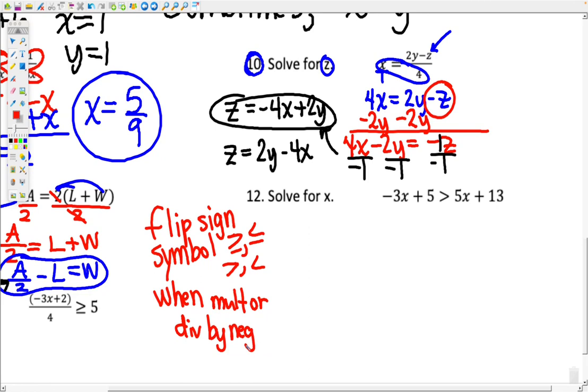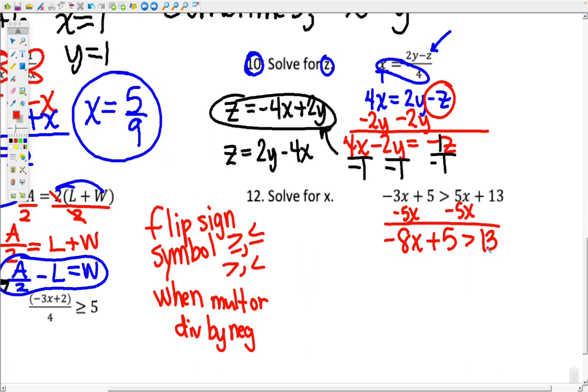Let me show you what I mean. Number 12. If you're solving this, you can move the 3x over, or you can move the 13 over. It doesn't matter. Or you can move the 5 over. All you need to do is get the x on one side and the number on the other side. I love my variable on the left side, so I'm going to subtract the 5x. It is a like term with negative 3x, so I'm going to have negative 8x plus 5 is greater than 13.